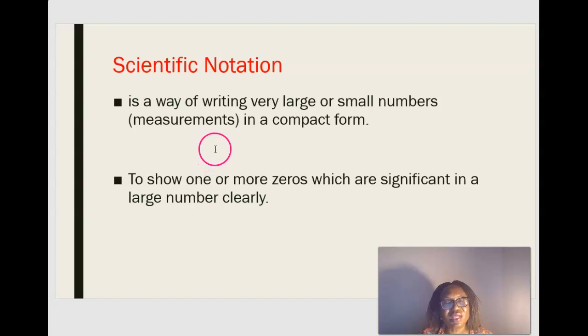Also, in scientific notation, we can show one or more zeros which are significant in a large number clearly, because at times these zeros which are significant in a large number are difficult to see that they are significant. We are going to see an example.